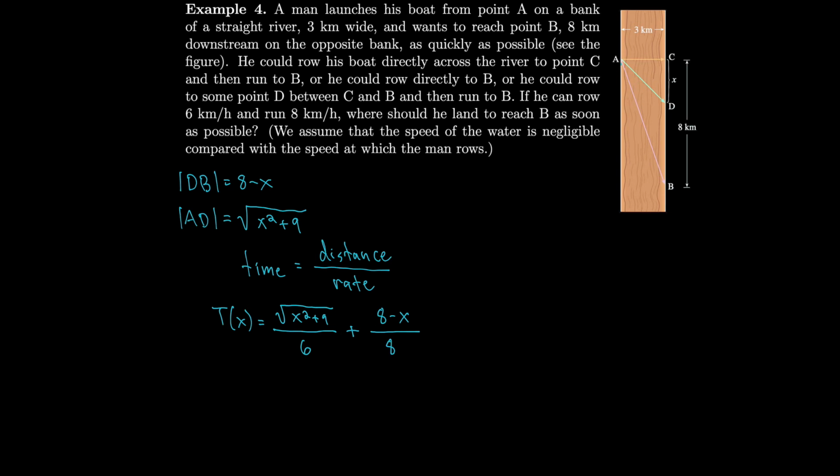Okay, notice that the x value over here, the smallest it can be is 0. The biggest it can be is 8. So we have a closed interval from 0 to 8. Let's take our derivative now. T prime of x. We can do the chain rule, and we get that it's x over 6 times the square root of x squared plus 9. And then the other part becomes minus 1/8. Let's look for where this equals 0 to find critical numbers.